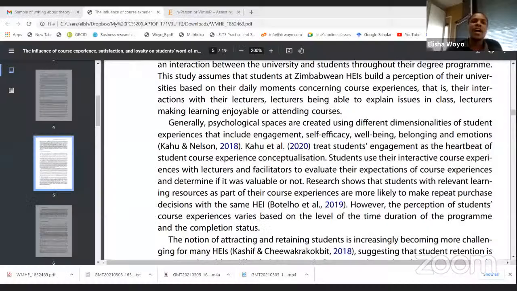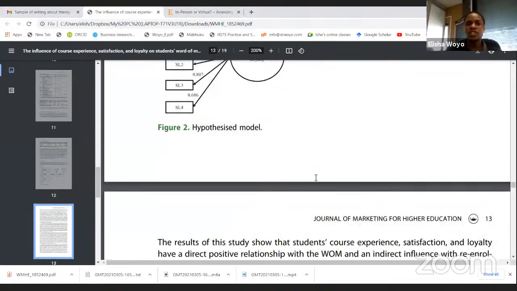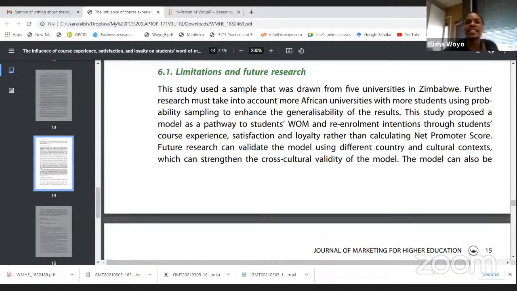Like in the case where if I used a qualitative approach, someone can use a quantitative approach. So you would now say future researchers need to use this kind of approach, because you didn't use it. Let me just check whether my screen is shared. Are you able to see it? Yes, it's shared. Okay, so we are saying this study used a sample drawn from 5 universities in Zimbabwe. Further research must take into account more African universities with more students, using probability sampling to enhance generalizability of the results. Did you hear that?